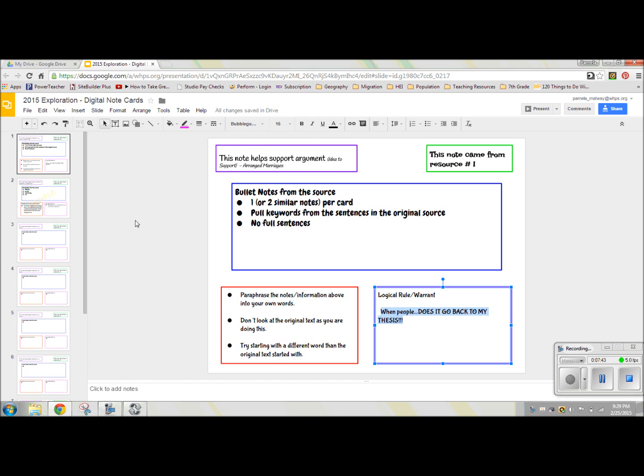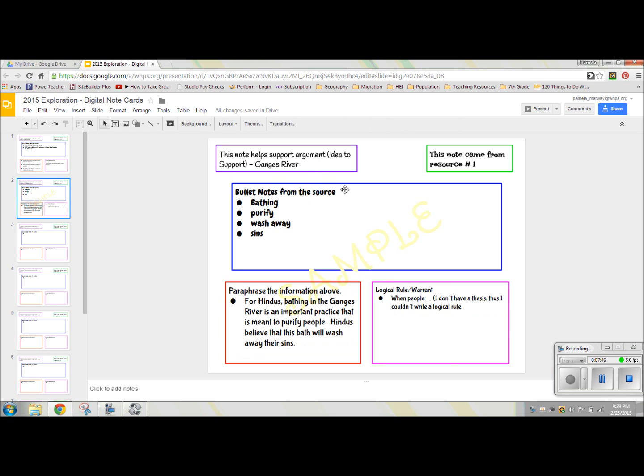So, with all that said, bulleted notes go in the blue box here. From the source, the important words from the sentence or sentences you highlighted in the source. Identify which argument this bulleted information best supports in the purple box. Identify the source number that it came from, and that should be on the top of your source. You then take these bulleted notes and you paraphrase them in your own words in this red box.